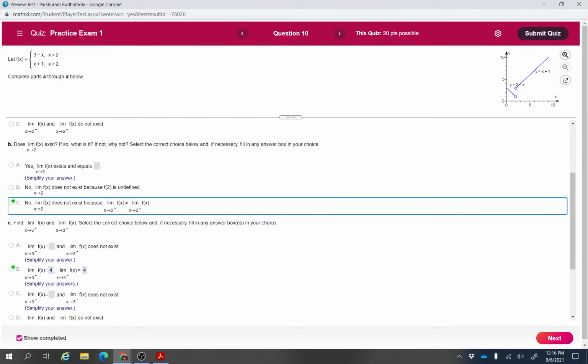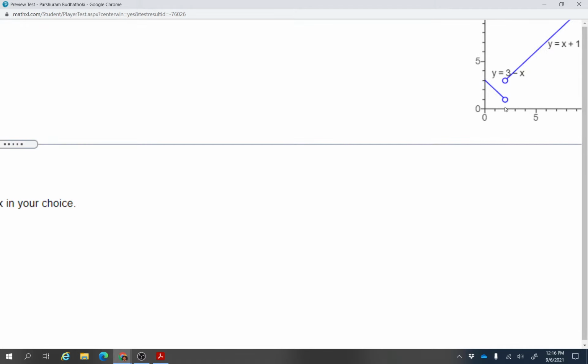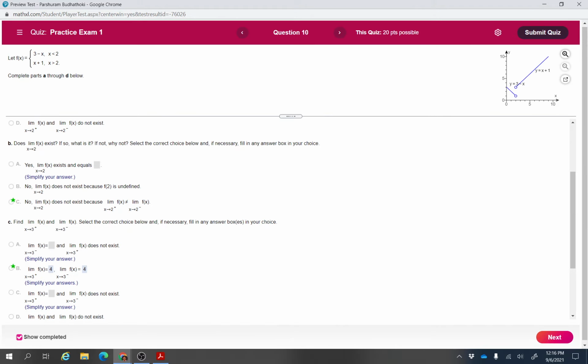For part C, find the right hand limit and left hand limit when x approaches 3. So 3 is here, as you can see. 1, 2, 3. When x approaches 3 from the left hand and right hand, to find out the exact value, we can use this function x plus 3. When x approaches 3, the value is 4, either from the left side or right side. Same thing. So the limit is 4.